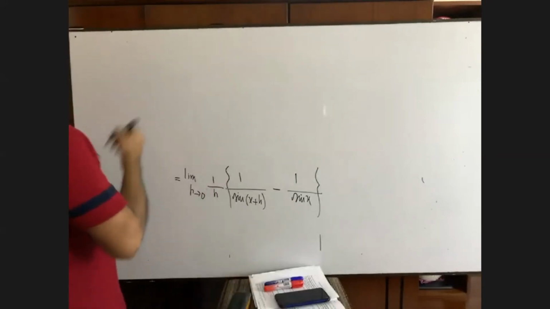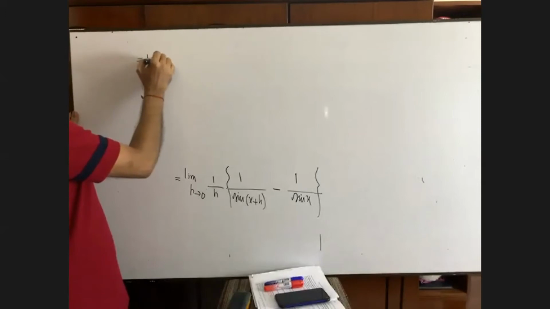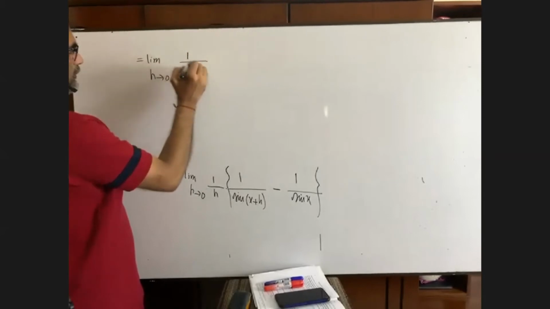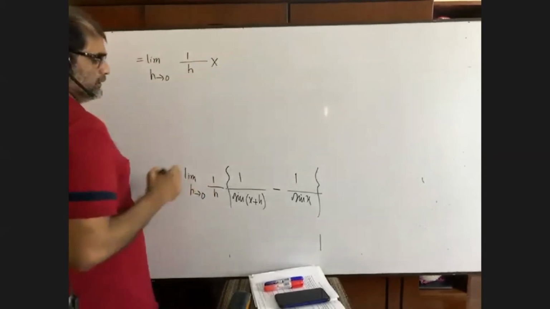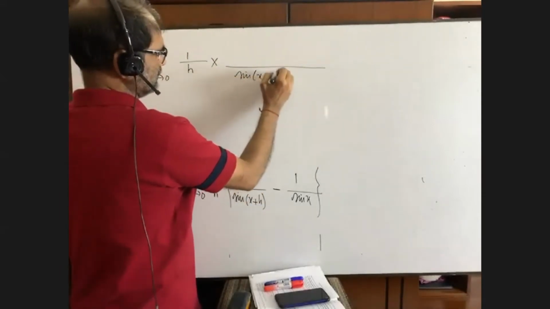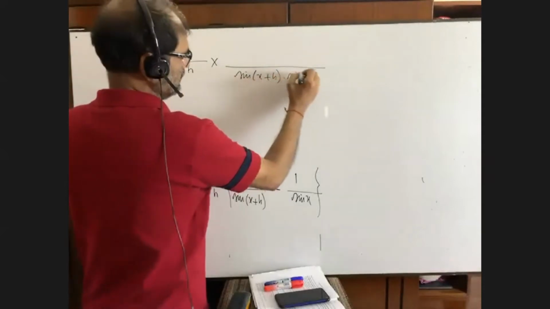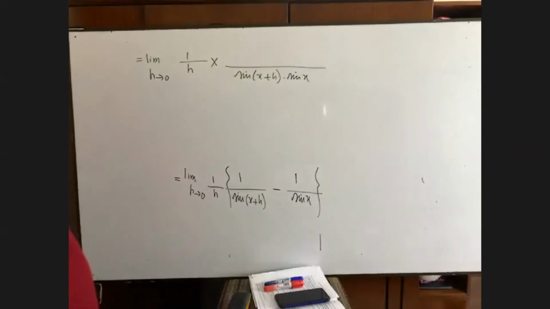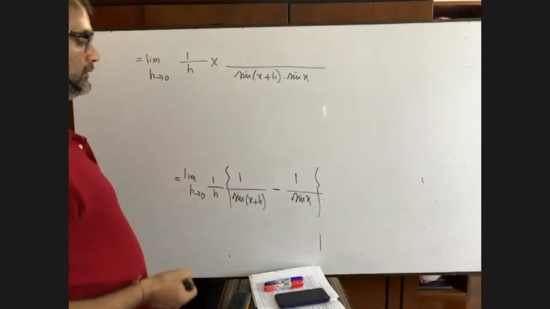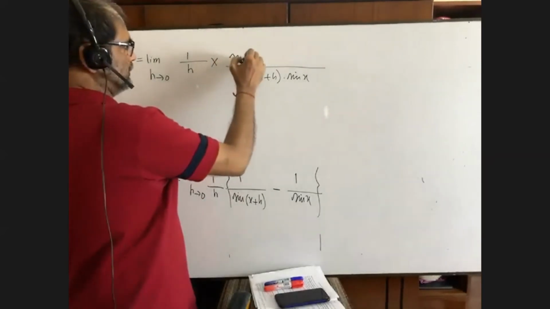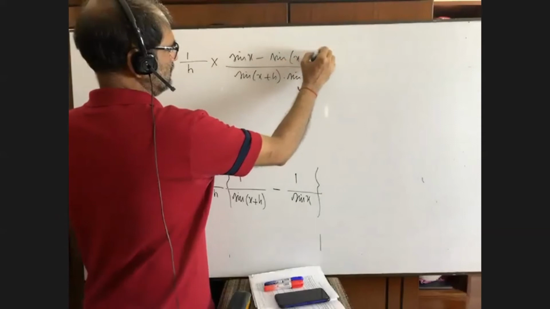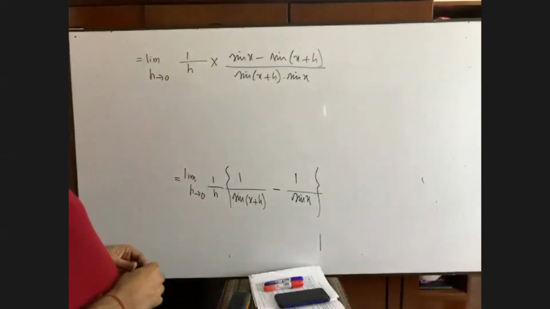Now you see, this is equal to the limit as h tends to 0 of 1 by h into, you get the LCM here, sine(x+h) into sine x. And in the numerator, what are you getting? Can you please let me know? Sine x minus sine(x+h). Right?